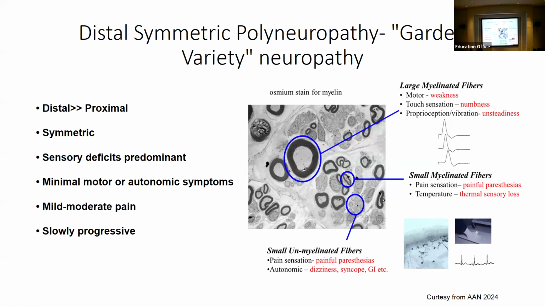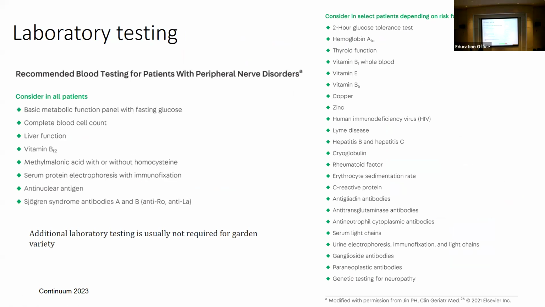Okay, so with garden variety neuropathy, we recommend blood testing as for other peripheral nerve disorders. This is from Continuum 2023. So these are the lab tests that we can order. We can order a basic metabolic panel with fasting glucose. You can order a CBC as well, vitamin B12, methylmalonic acid with and without homocysteine. You should order serum protein electrophoresis with immunofixation as well. Sometimes you can order ANA and SSA, SSB. But if you're pretty sure it is garden variety neuropathy, you don't need any additional laboratory testing.